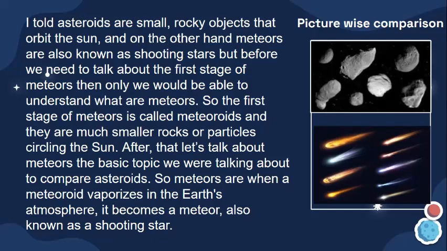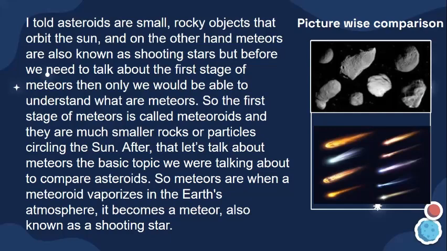So the first stage of meteors is called meteoroids, and they're much smaller rocks or particles that circle the sun. After that come meteors, the basic topic we were talking about, compared to asteroids. A meteor is when a meteoroid vaporizes in the Earth's atmosphere. It becomes a meteor, also known as a shooting star.